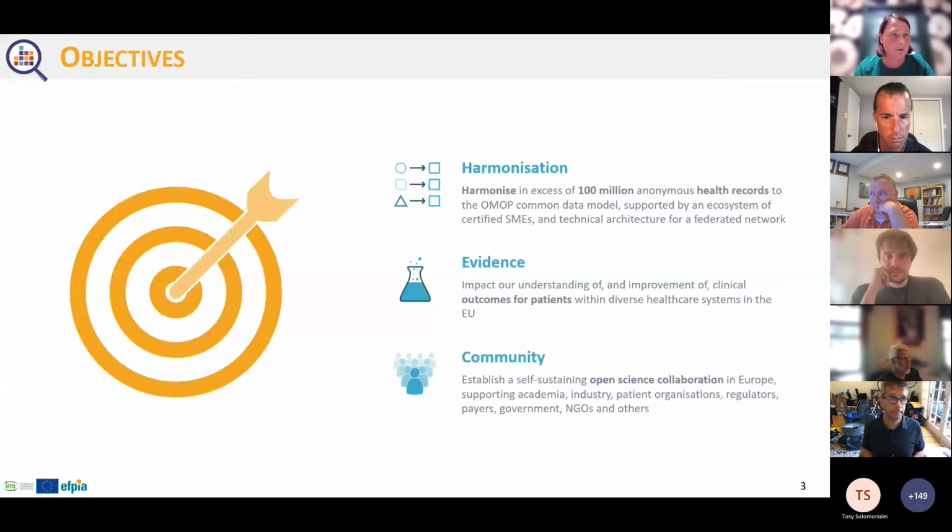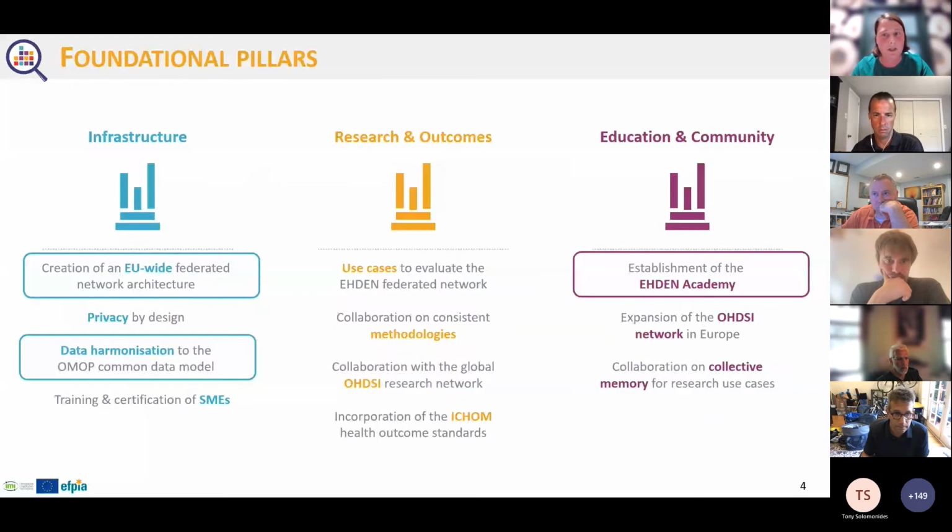We have three foundational pillars that we focus on. One of them is the infrastructure, the technical underlying: how do we really build this network. Then research and outcomes, which focus on analytics, the methodologies, and so on. And then education and community, especially with the EHDEN Academy that Nigel will talk about later in this talk. In my talk, I will focus on one of the components of the infrastructure, which is the EHDEN portal, which helps you to find the relevant data partners for the studies you want to execute.